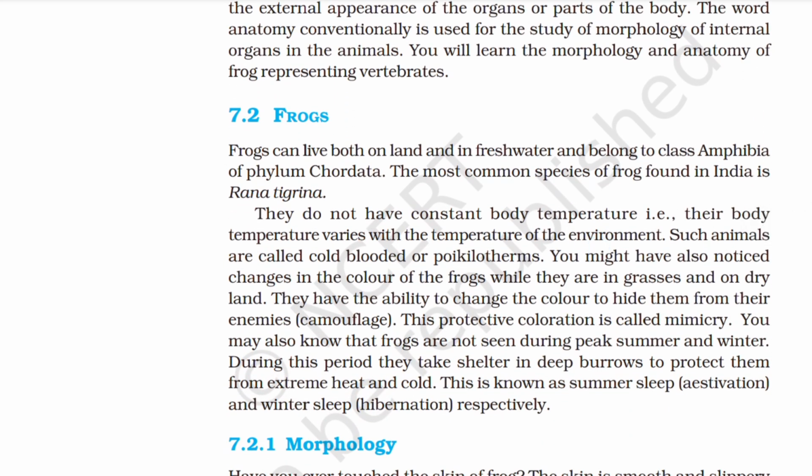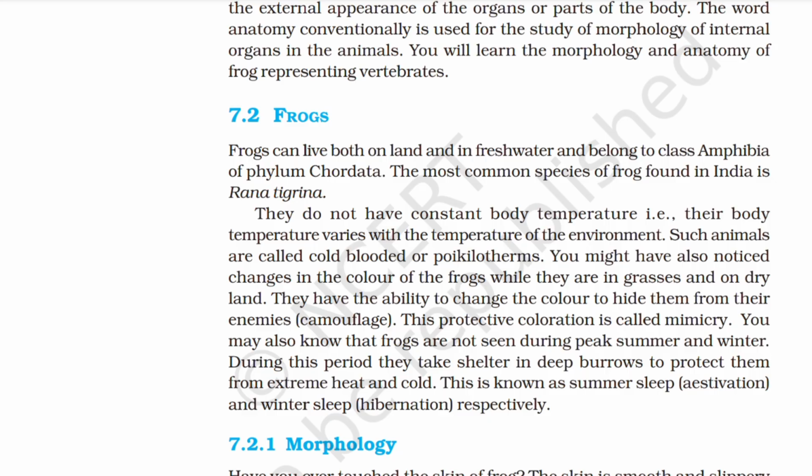7.2 Frogs. Frogs can live both on land and in fresh water and belong to class Amphibia of phylum Chordata. The most common species of frog found in India is Rana tigrina. They do not have constant body temperature. That is, their body temperature varies with the temperature of the environment. Such animals are called cold-blooded or poikilotherms.